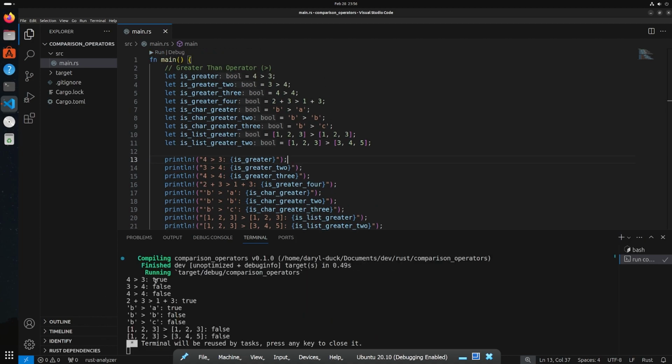So 4 greater than 3 is true. That's correct. 3 greater than 4, that's false. That's correct. 4 greater than 4, false, correct. 2 plus 3 is greater than 1 plus 3, that's true.